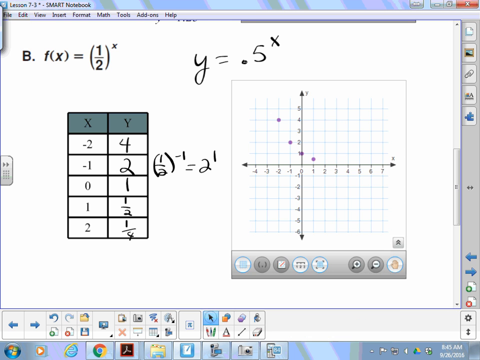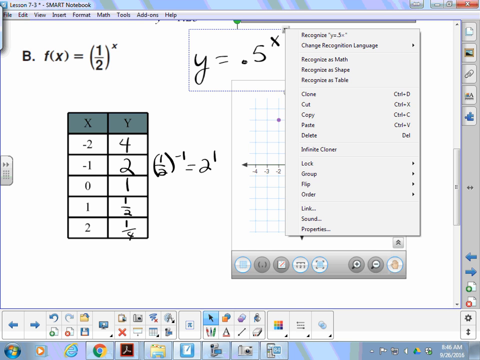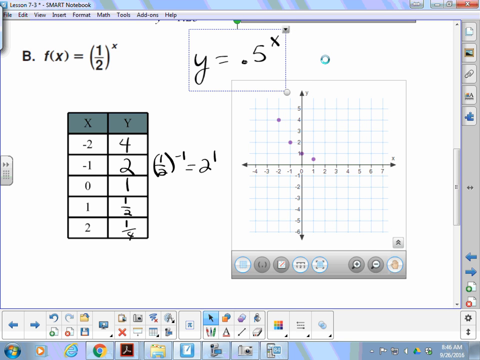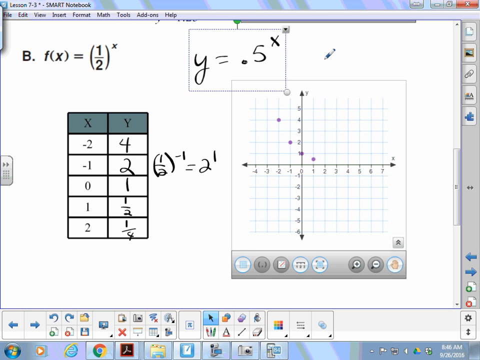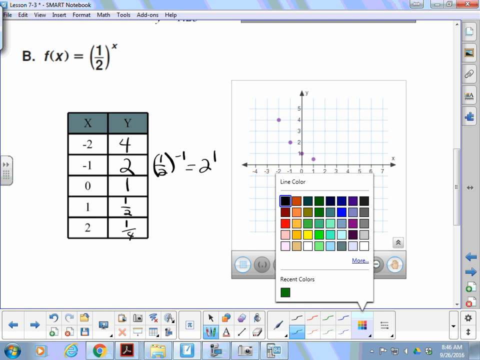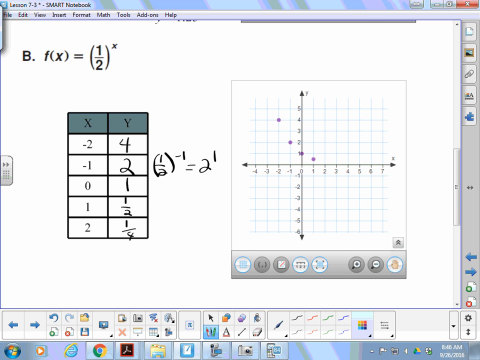Let's see if this will cooperate with me today. Infinite, I guess not. All right, so we graph that. And the graph looks like this. All right, never crosses the x-axis.